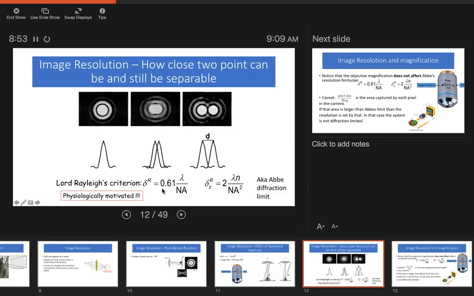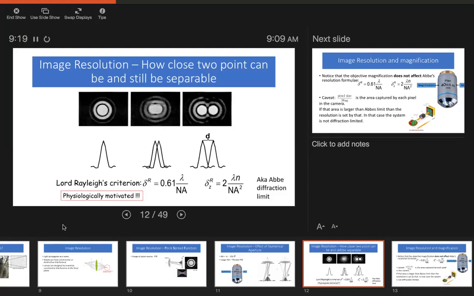And Lord Rayleigh came up with this formula for image resolution. You see that it depends on the wavelength of the light that you're using to image and on the numerical aperture. You're going to have a different resolution in X and Y than you are going to have in Z, so the depth. And usually the resolution in Z is bad compared to the resolution in X and Y.